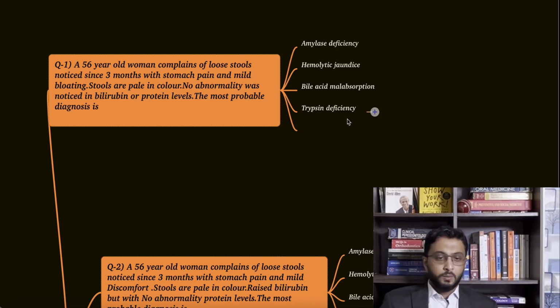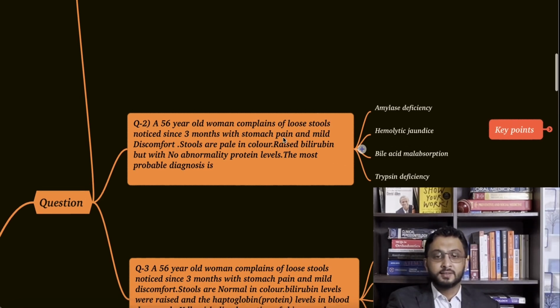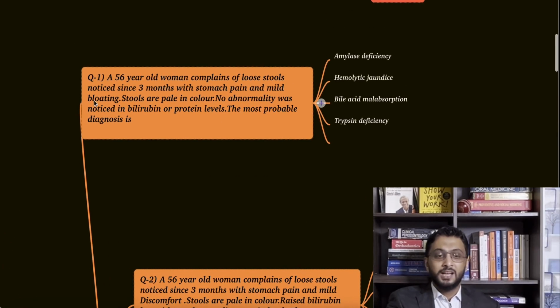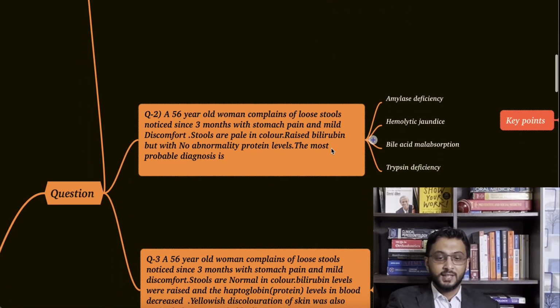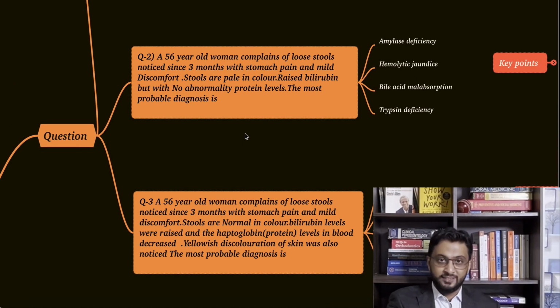Now, so that's one question. Now there's another question. A 56-year-old woman, same thing, complains of loose stools, noticed since 3 months again, with stomach pain and mild discomfort. Here it was mild bloating, so that's one difference. Stools are pale in color again, raised bilirubin but no abnormality in protein level. So protein level is normal here. The most probable diagnosis? Again, you can pause it here and try to answer it.